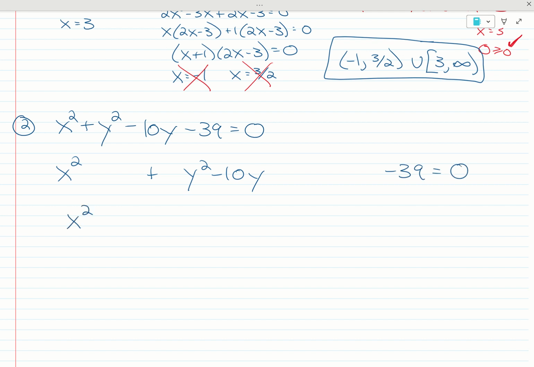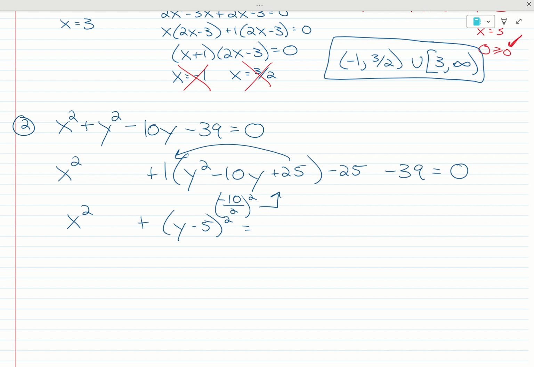So the x is already a perfect square, but we could factor out a 1 here. Take half of -10 and then square it, that's 25. And then multiply that by 1 and subtract it. So we get x squared plus (y minus 5) squared is equal to 25 and 39 is 64. And then it looks like our center would be (0, 5), and the radius would be 8 units.